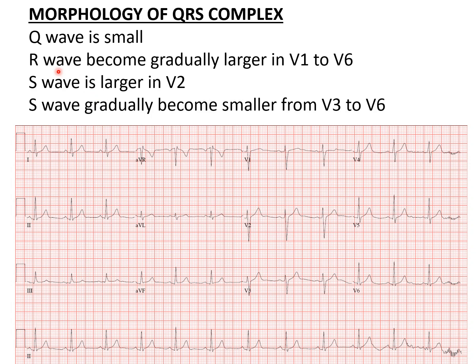Note down that R waves become gradually larger from V1 to V6. So in V1 there will be a very small R wave. Gradually its amplitude or height will increase, and in V6 we can see a tall R wave. This is normal. But remember, in case of S wave this is opposite. S wave will become gradually smaller in the chest leads, especially from V3 to V6. So in V6 you may get a very small S wave.